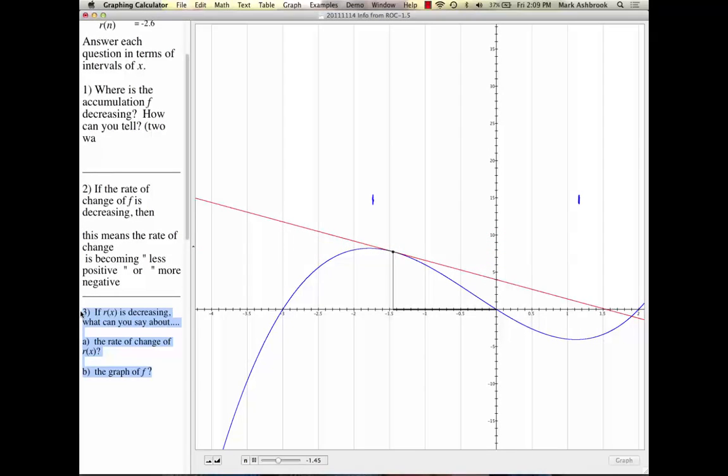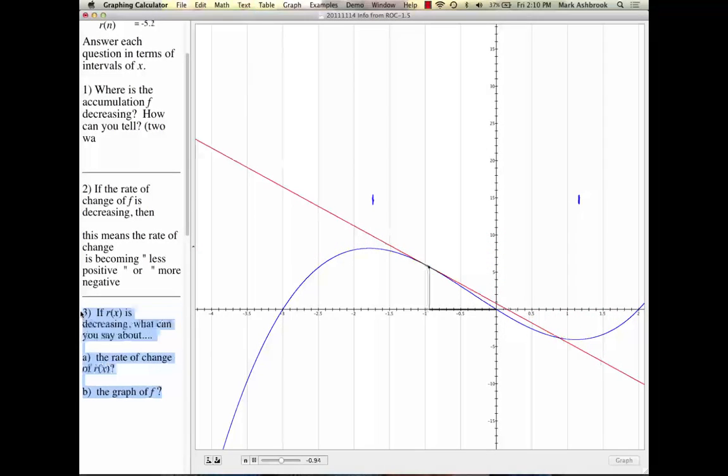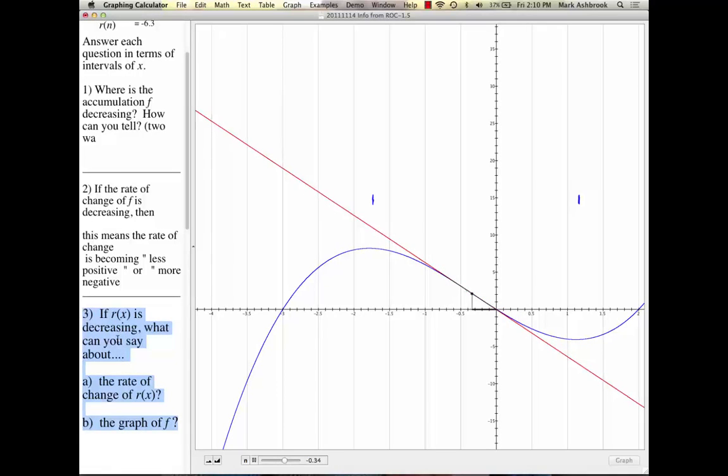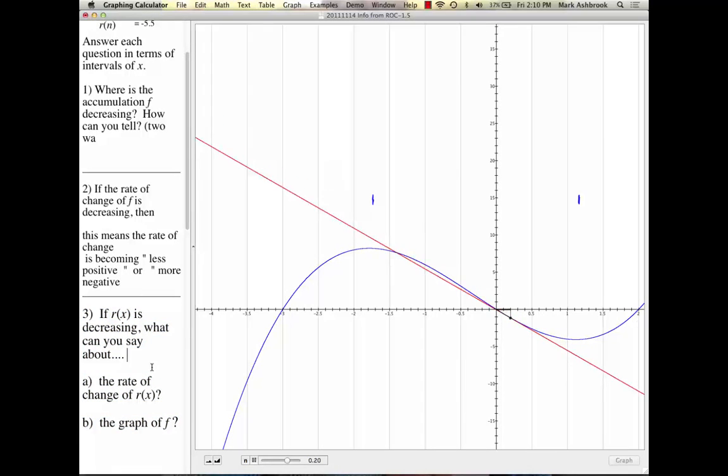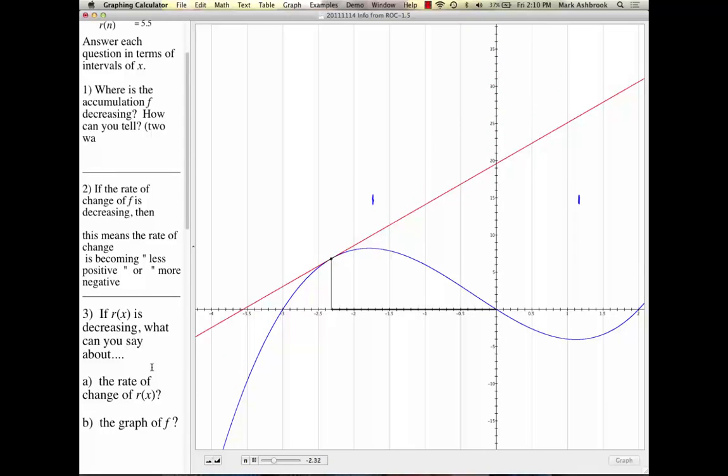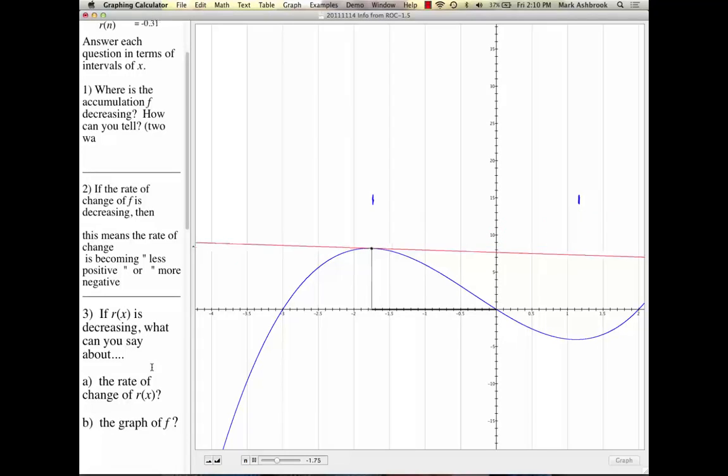So here's the test. If Rx is decreasing, what can you say about the rate of change of Rx? If Rx is decreasing, then what about the rate of change of Rx? What's that? Yeah, I guess so. So just think of Rx as just a function. Forget about the fact that it's a rate of change of something else. It's just a new function. If that function is decreasing, then its rate is?